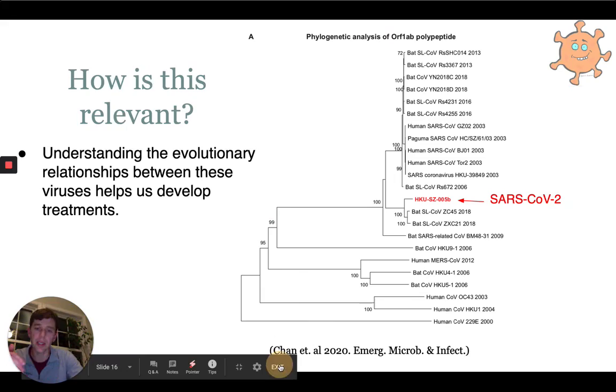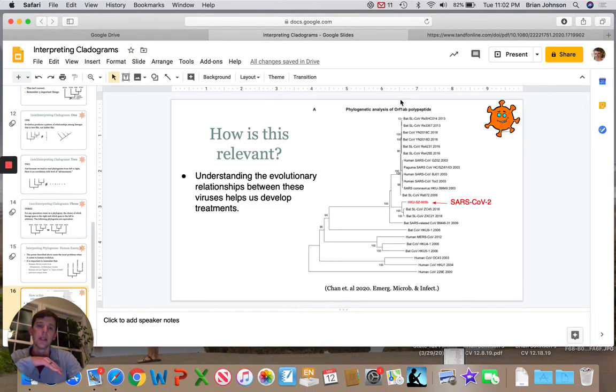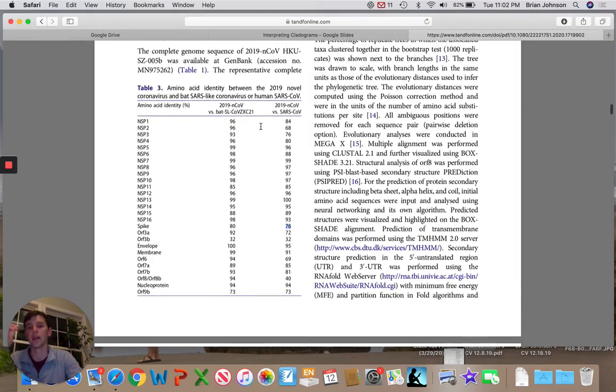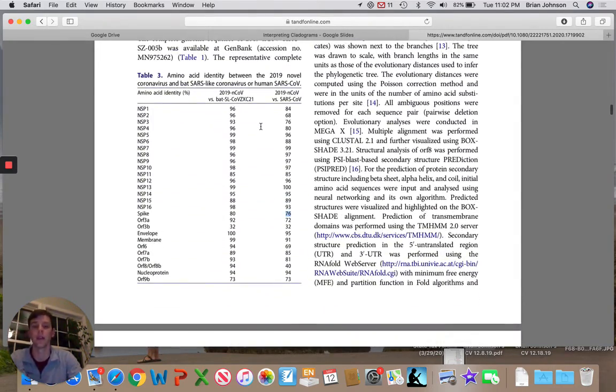And so if I go ahead and exit my presentation here real quick, I'm going to show you the actual paper that this comes from, this study. And this study was just done this year. And so what we see here is all of these numbers. This really is showing us the relationship between all of the different proteins of that virus and other viruses that they have in common.